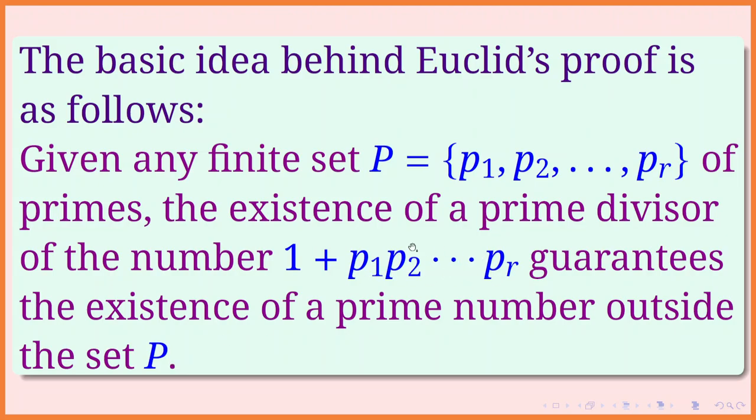So this particular number is different from plus or minus 1, and by that common fact, this particular number is divisible by a prime, and that prime divisor cannot be one of these p_i's, otherwise it will divide 1. Hence, any prime divisor of this must be outside this P. So this in turn proves that the number of primes cannot be finite.